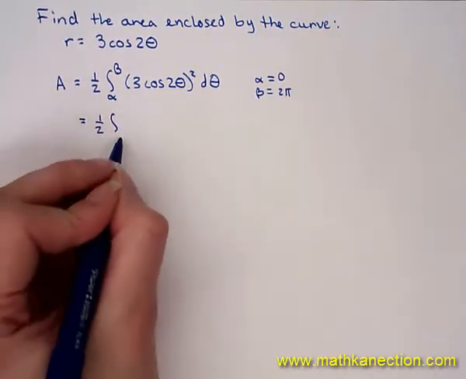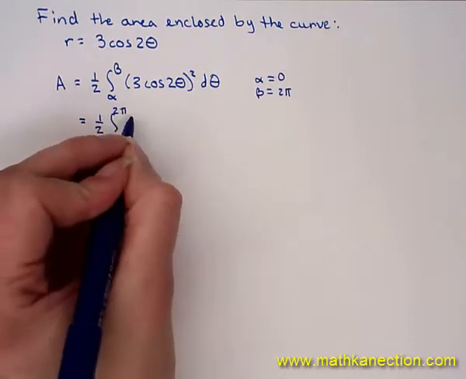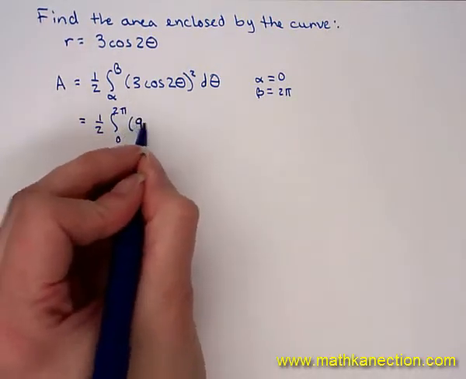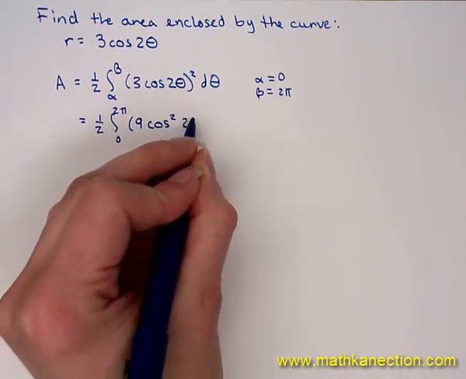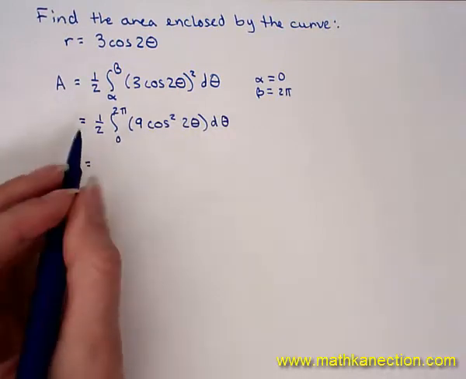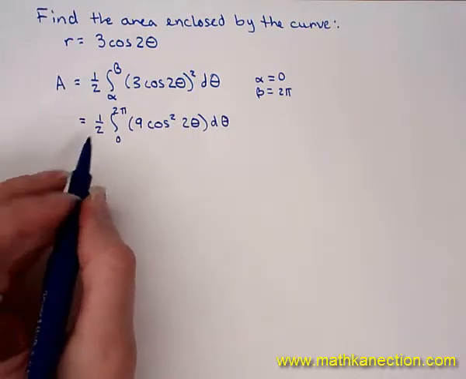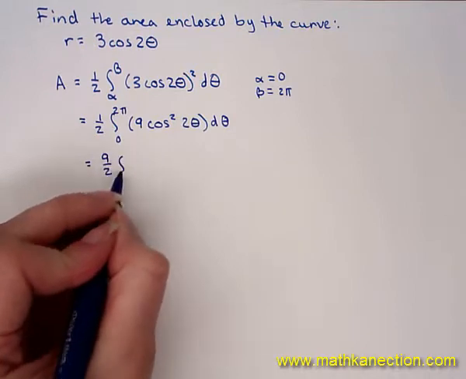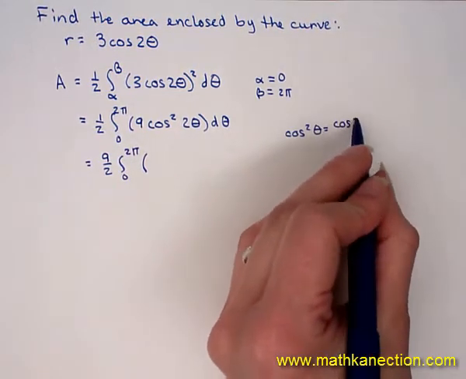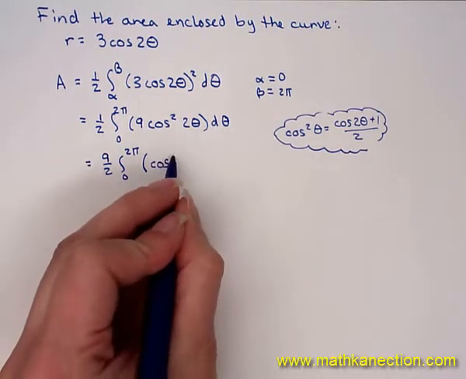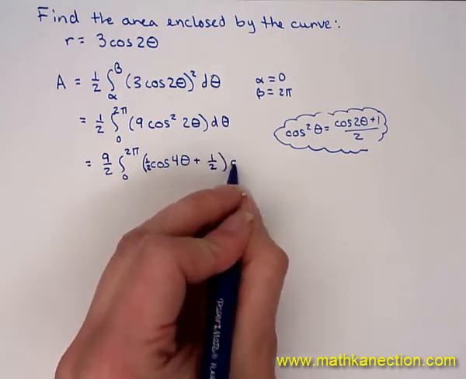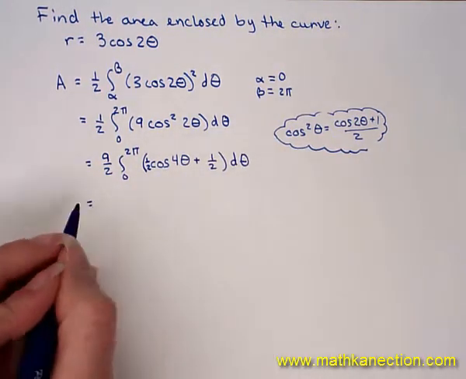So we have 1/2 the integral from 0 to 2 pi of 9 cosine squared 2 theta. So we have 9/2 integral from 0 to 2 pi, and then using the double angle formula, we have cosine squared of theta is equal to cosine of 2 theta plus 1 all over 2. So we have 1/2 cosine of 4 theta, since theta was a 2 theta, plus 1/2 d theta. So that's 9/2.